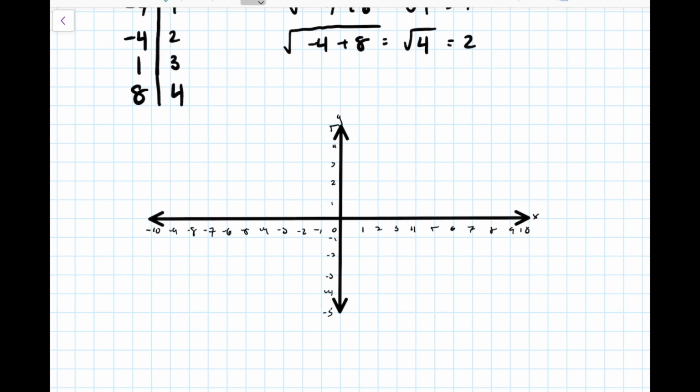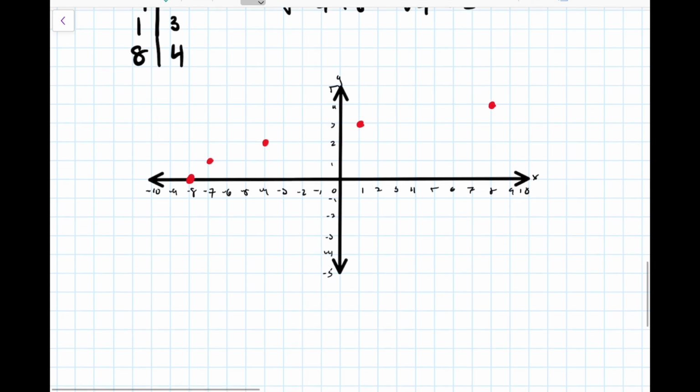All right, so our first point was at negative 8, 0. Our second point was at negative 7, 1. Then negative 4, 2. 1, 3. And 8, 4. And so you see this has the same shape as the last one. It's just bigger because we did one more point to get that positive 8 in there.